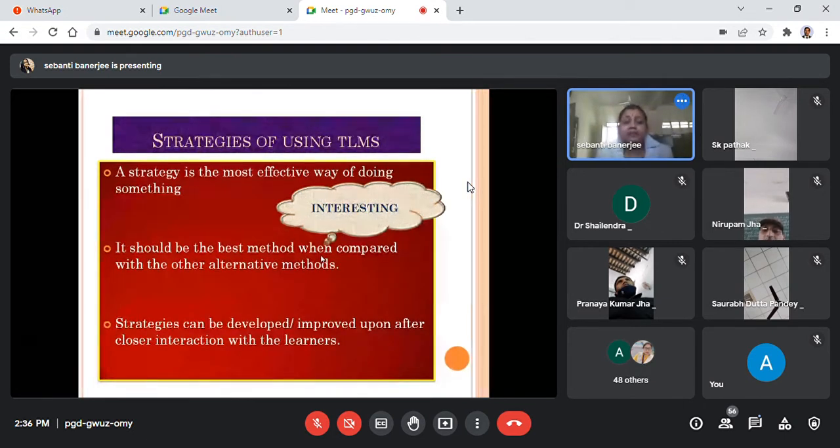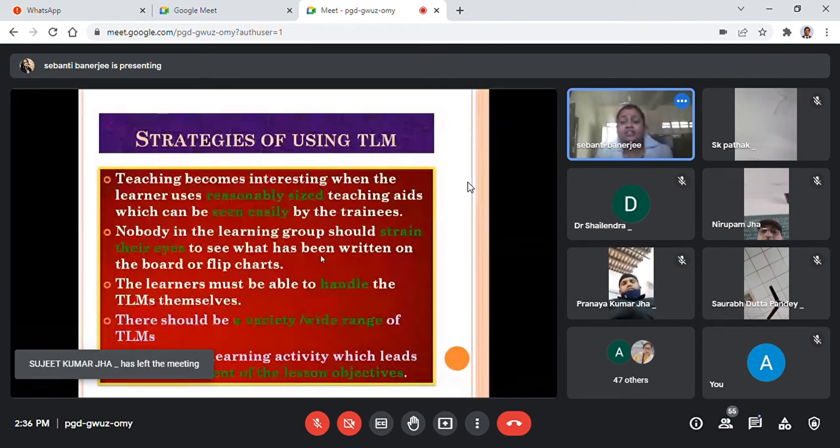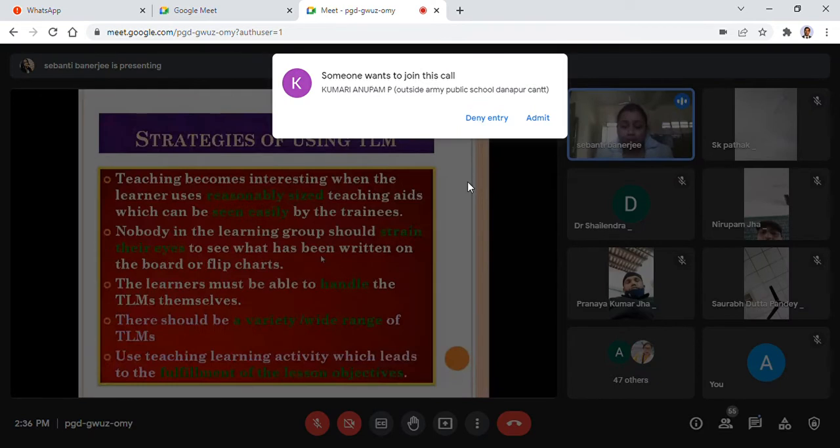Some more strategies. The teaching becomes interesting when the teaching learning material is reasonably sized. It should be reasonably sized. That means it should match the tenure of the lesson, the tenure of the class. We all know that we get about 40 to 35 minutes per class. So it should match the proper timing and also the portion we are teaching in that particular class and in that particular time.